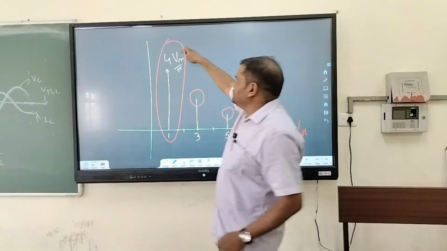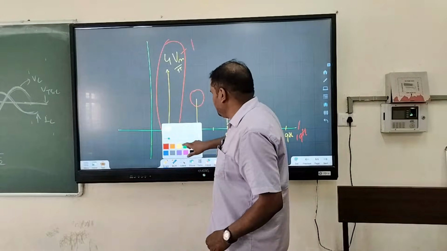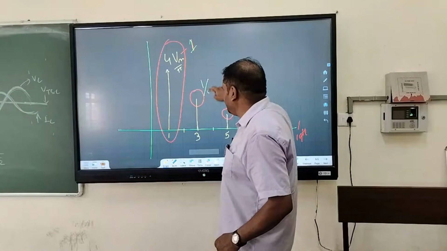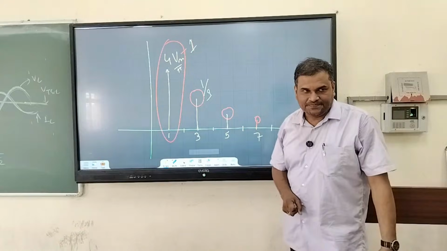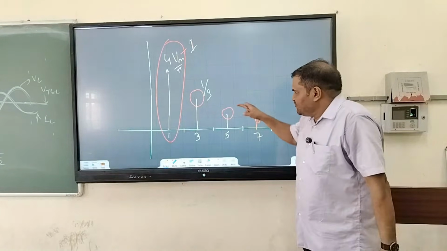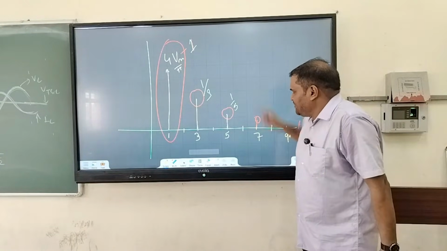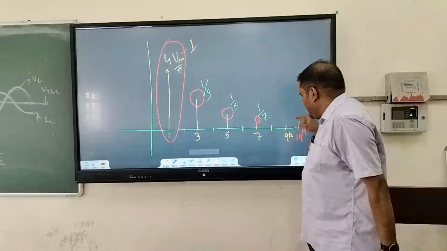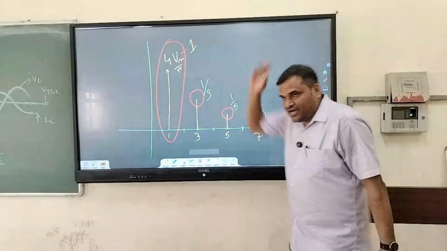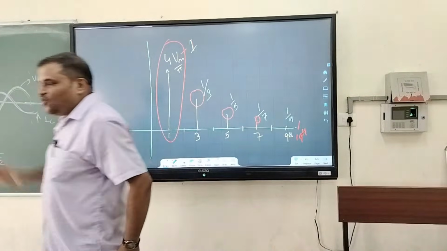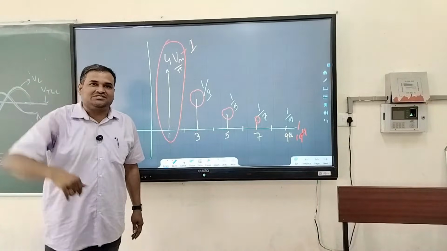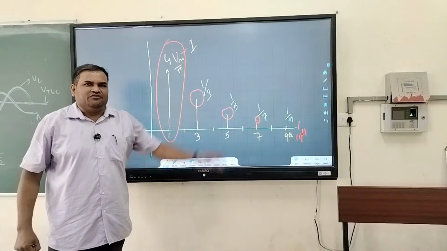If the magnitude of the fundamental is 1, the magnitude of the third harmonic is 1 by 3. Magnitude of the fifth harmonic is 1 by 5. Magnitude of the seventh harmonic is 1 by 7. And similarly 1 by 9. So you can imagine what is the magnitude of the 19th harmonic? 1 by 19, very less. So we will neglect it.